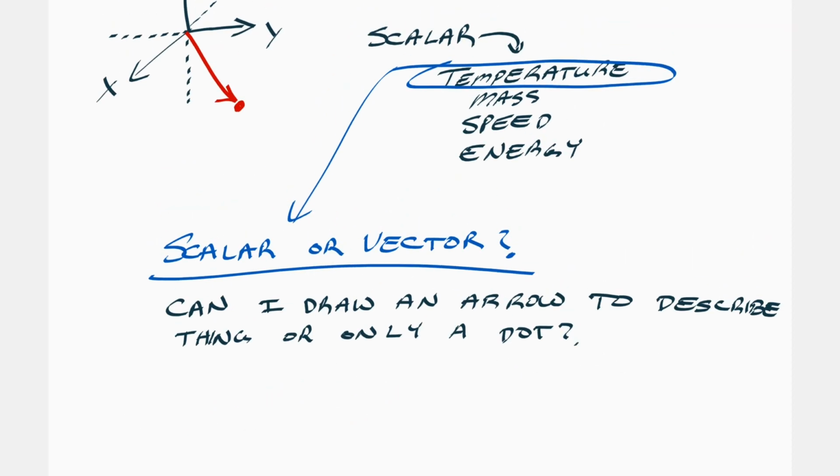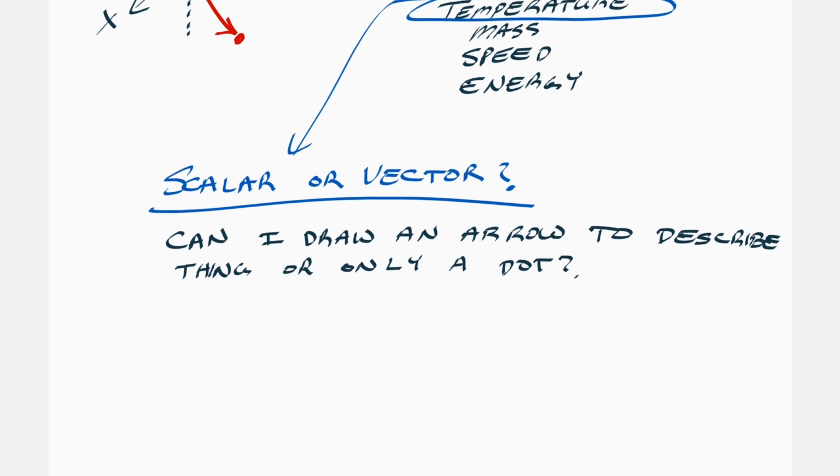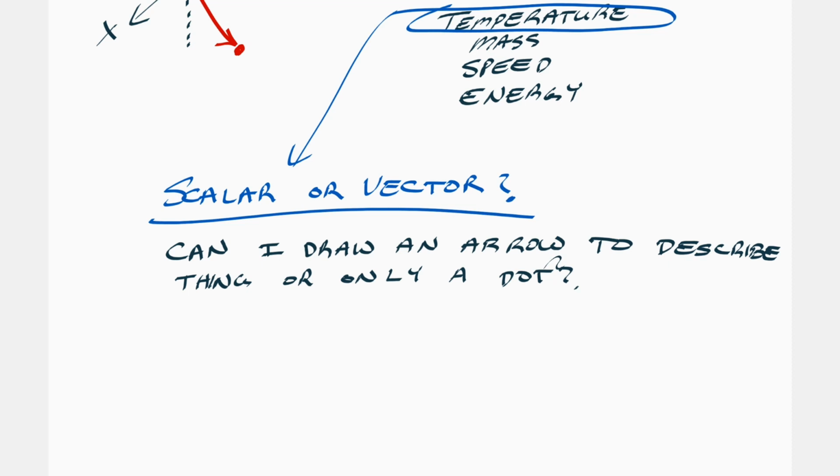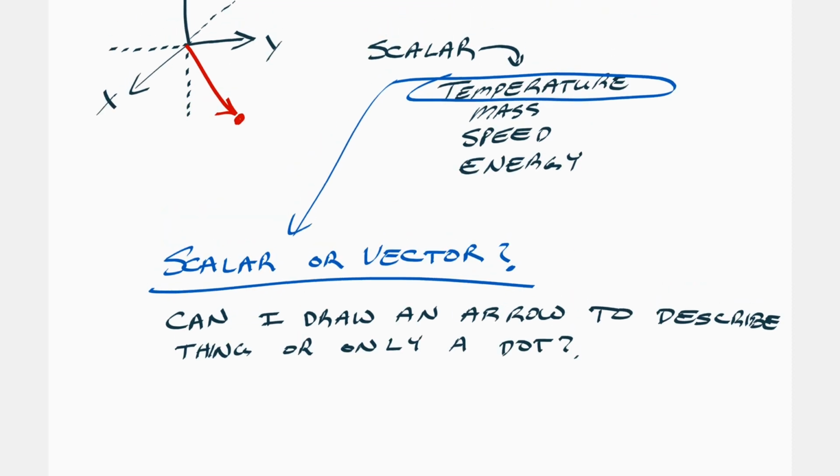And it's not a foolproof way. I'm sure that somebody could come up with some sort of scenario where it doesn't make sense to do it this way. But I would say the vast majority of the time, this is a great test. Can you draw an arrow to describe that thing, or just a dot? In the case of temperature, it's only a dot.